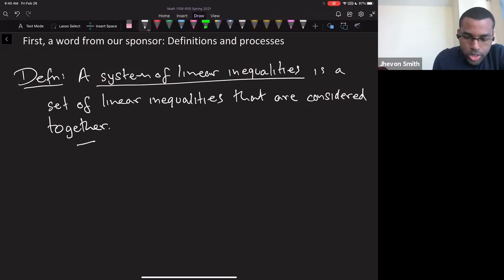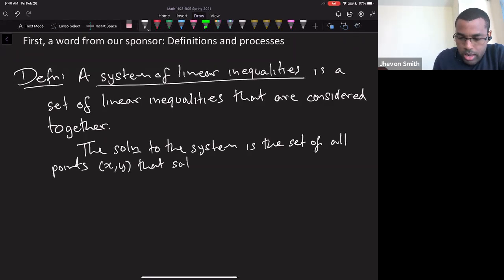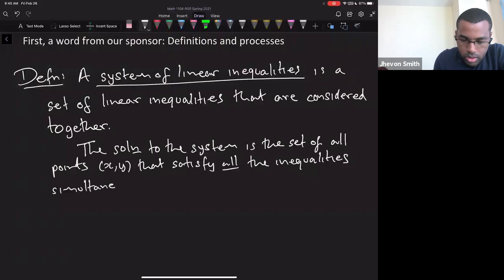Okay, now the solution to the system is the set of all points x comma y that satisfy all the inequalities simultaneously. Parenthetical statement, it's possible for there to be no solution.